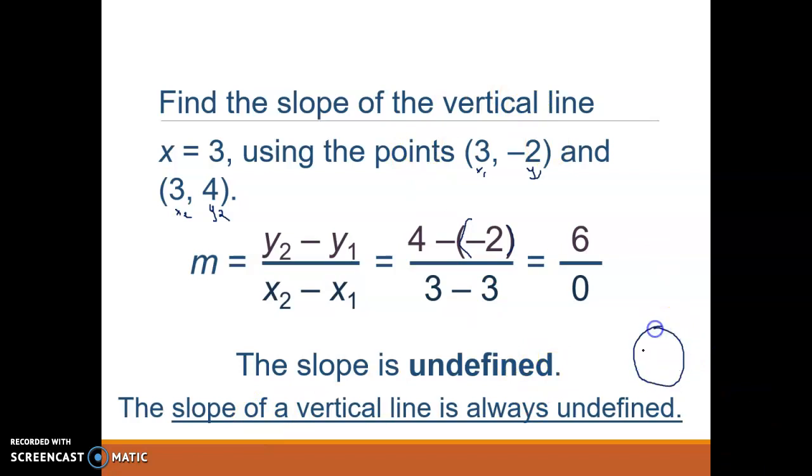And again, on our slope face here, this was positive slope. This was a negative slope. Horizontal line is a 0 slope. And a vertical line is an undefined slope.